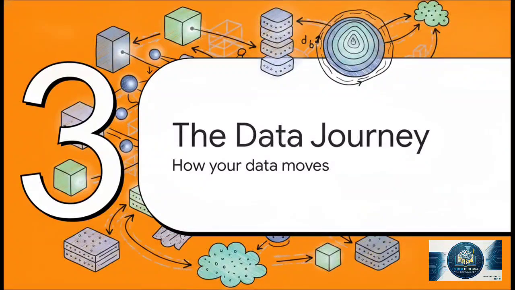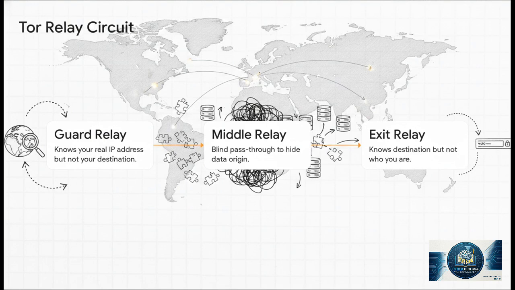Which brings us to Section 3, the data journey. Let's look at how your data actually moves. Okay, so with a normal browser, your traffic shoots straight from your device to the website. Boom, direct connection. But Tor does something beautifully complex. Instead of a straight line, it bounces your traffic through 3 separate volunteer-run servers scattered across the globe. The genius here is that no single server has the full picture. First up is the guard relay. It knows your real IP address, sure, but it has zero clue what website you're trying to visit. Then it hits the middle relay, which is basically just a blind pass-through.